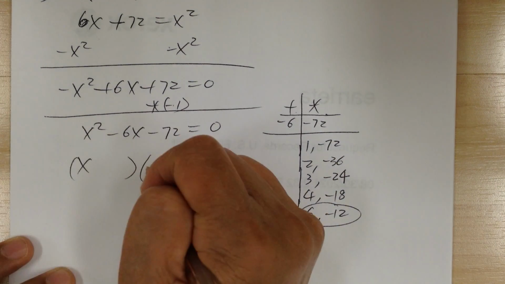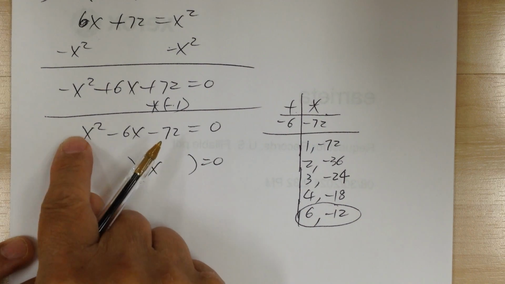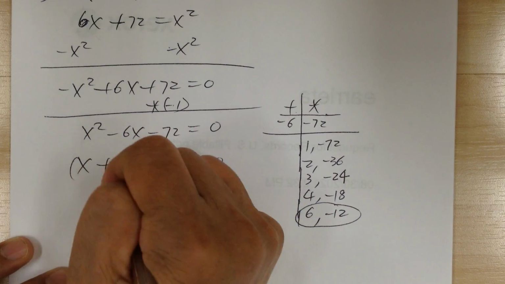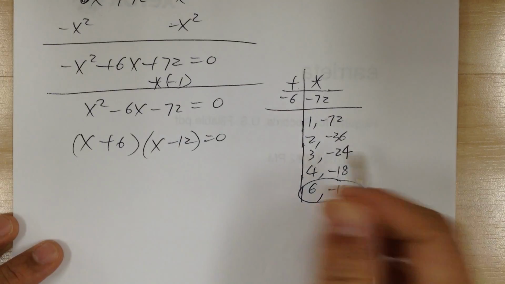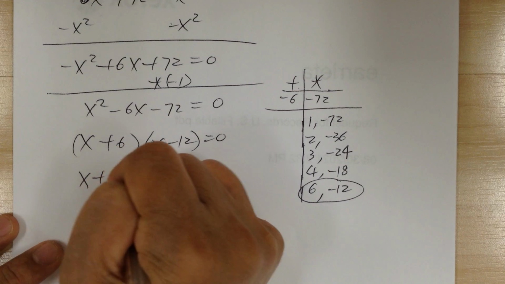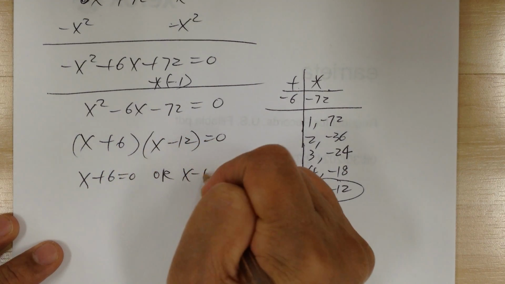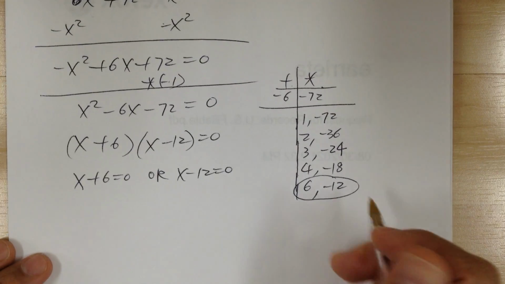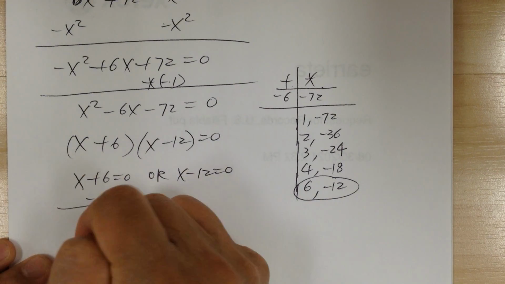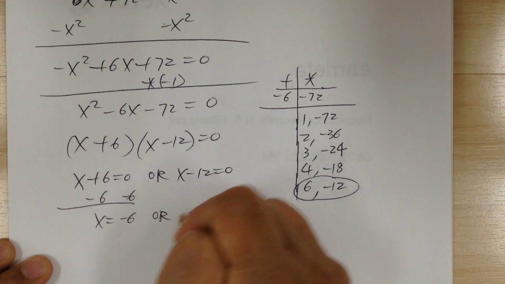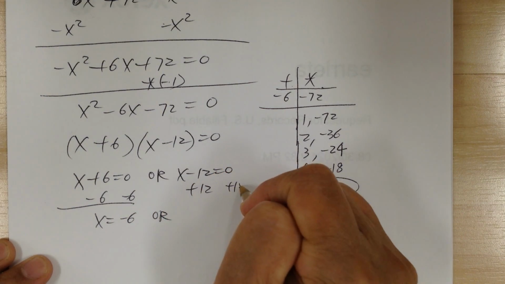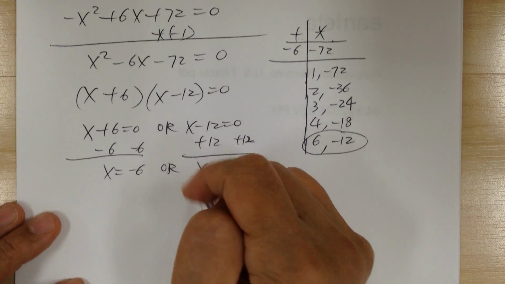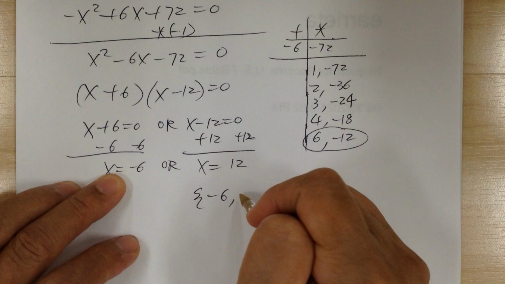Okay, so this would be x. Now this one has no coefficient, well, a coefficient of 1. So whatever you have, you can just put in here. It'll be plus 6 minus 12. So you set it equal to 0. Okay, then after that, you go ahead and minus 6 on each side to solve. This one you plus 12 on each side. So you got x equal to 12. Okay, so your solution set would be negative 6, comma 12.